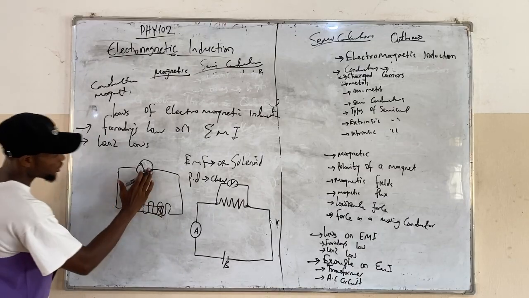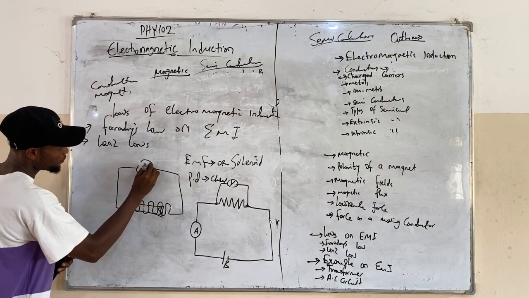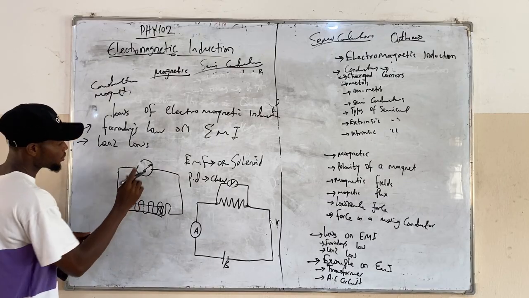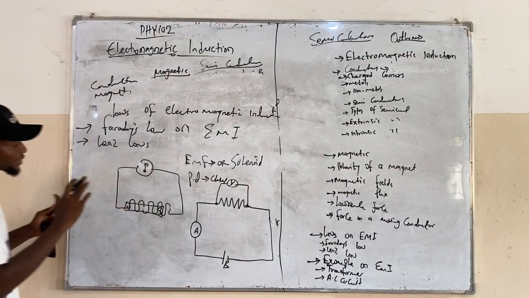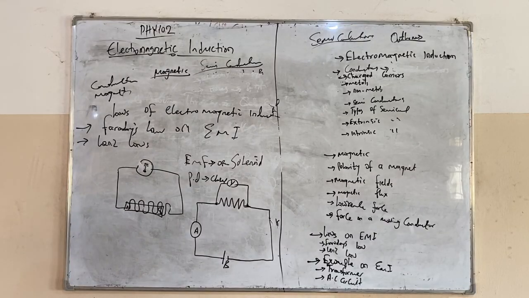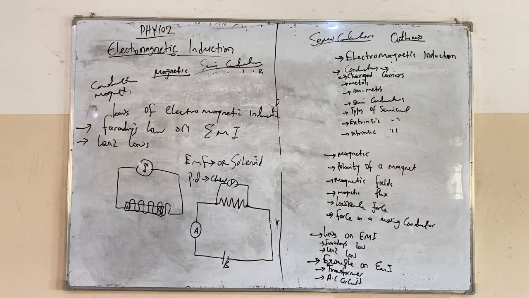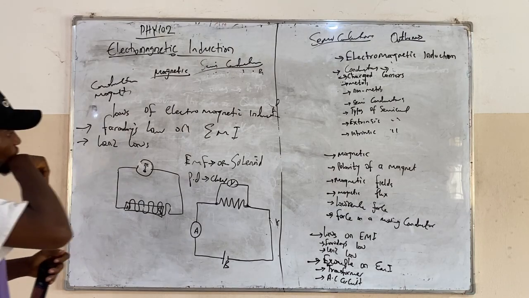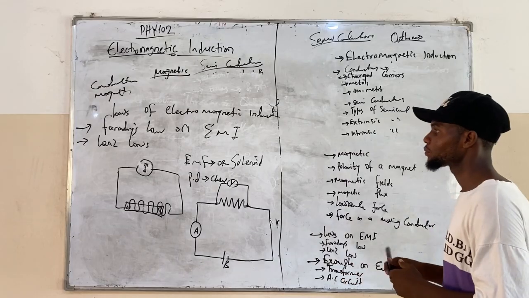If you are putting it in, it will detect in the opposite direction. If you are removing it, it will also detect in the opposite direction. But if it remains static, what will it detect? It will be static, no movement. So that's Lenz's law for you. Based on this concept, we are going to be talking about the examples of electromagnetic induction.